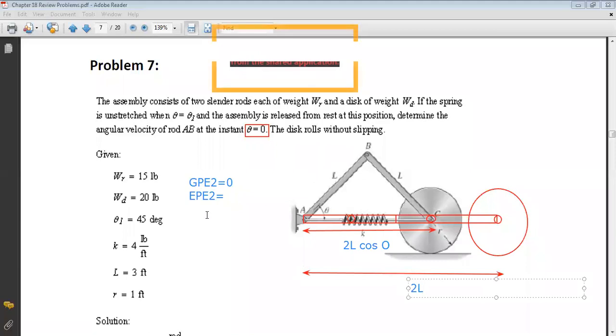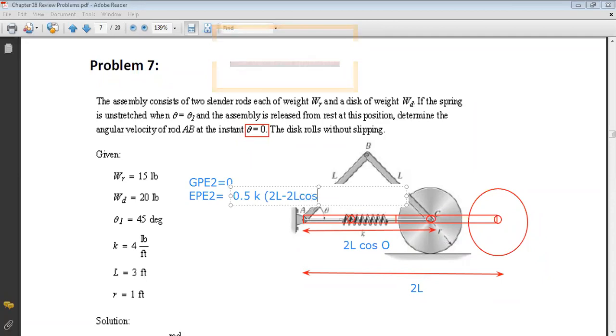So I can say that the elastic potential energy is 0.5 times K times delta L squared at state 2, which is 2L minus 2L cosine theta, which is 45, so minus 2L cosine 45, squared. In this way, I calculate the elastic potential energy at state 2.